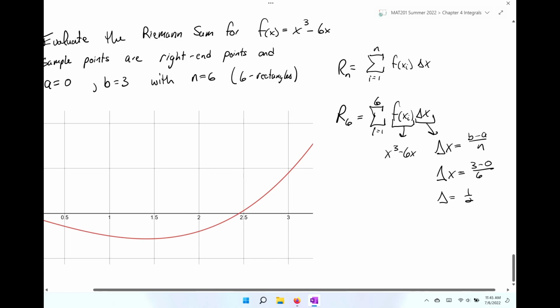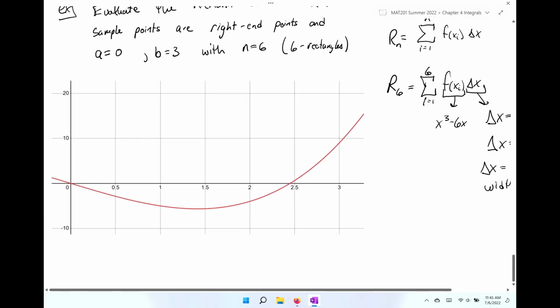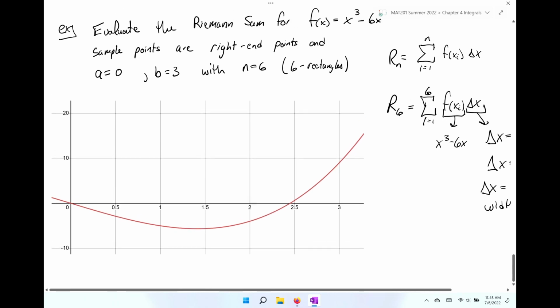So the width, oops, I forgot to write delta x. So the width of each one of my rectangles is 1/2. So I'm going to come over to my picture. I'm going to be using, as the directions say, right endpoints. So right here is going to be my first rectangle, and here is the right endpoint, and I draw this over here. And there is my first Riemann sum right there, R1.